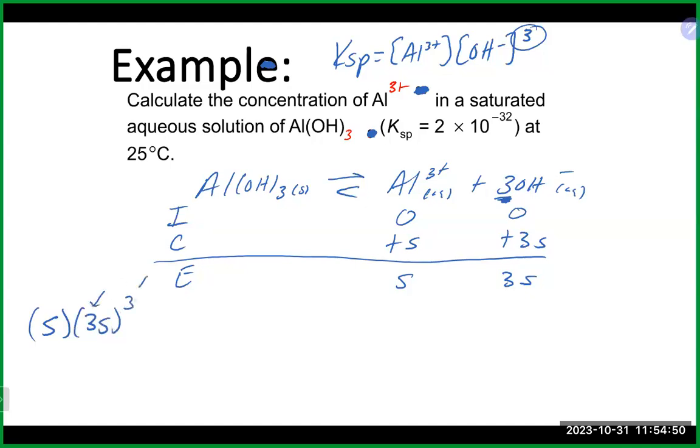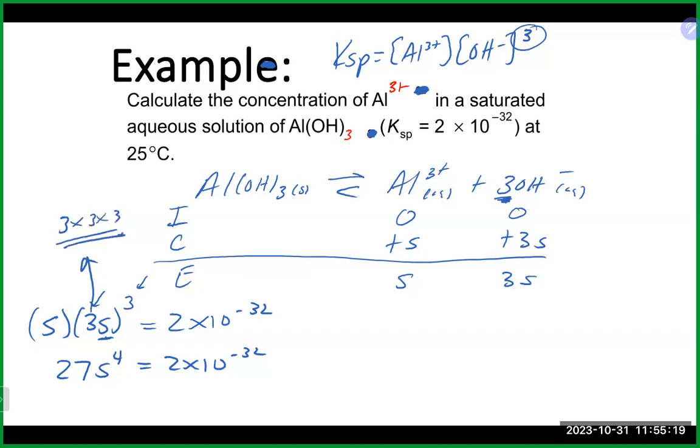And once again, you do need to do both of those things. We will set it equal to our Ksp that was given to us, 2 times 10 to the minus 32. That is going to give us something like 27S to the 4th is 2 times 10 to the minus 32. Don't forget that you're not just cubing the S, you also need to cube the 3, which I can't tell you how many times people forget to actually cube the 3 part of it. So make sure that you do the number and the letter. And that's how we get to our 27 that we see here.